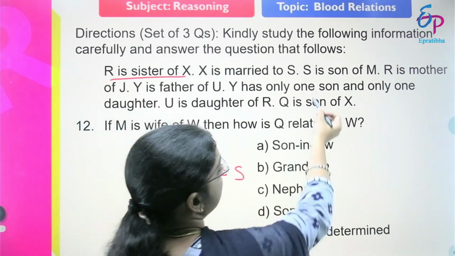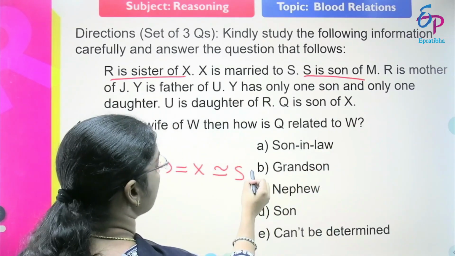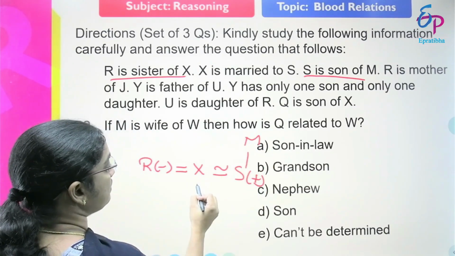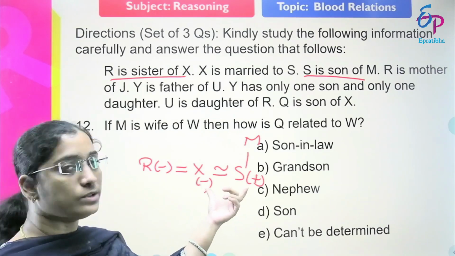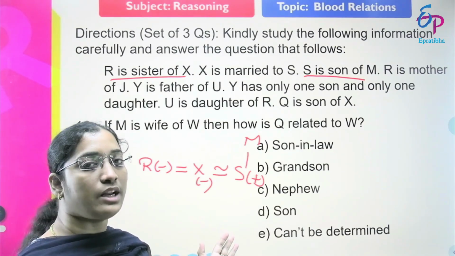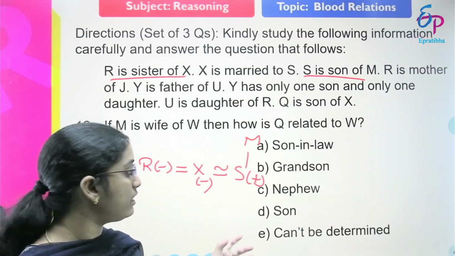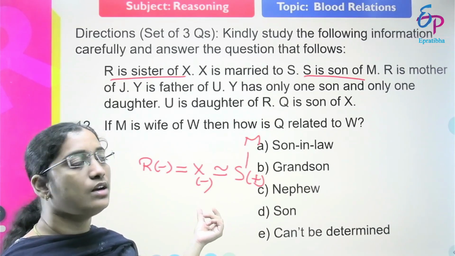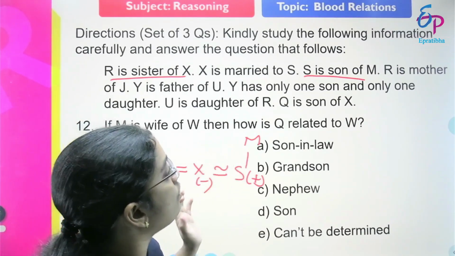Then S is son of M, friends. So S is a son. S is a son means definitely X is a female. Why? These 2 persons are a couple, and in a couple definitely one person is a male and the other person is a female, right? So here S is a male person means definitely X is a female person, right? So S is the son of M, clear.